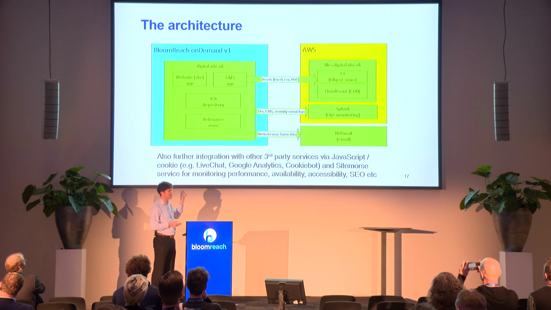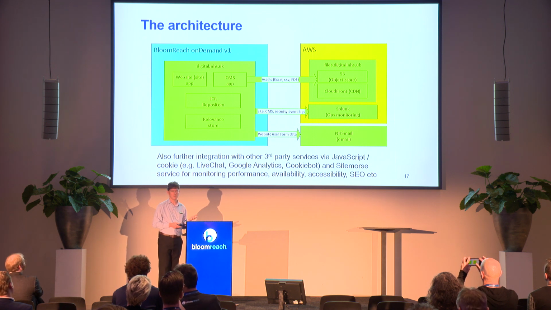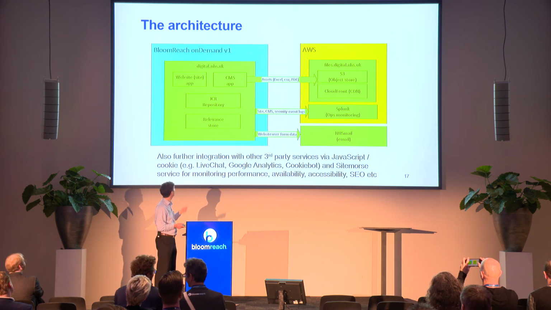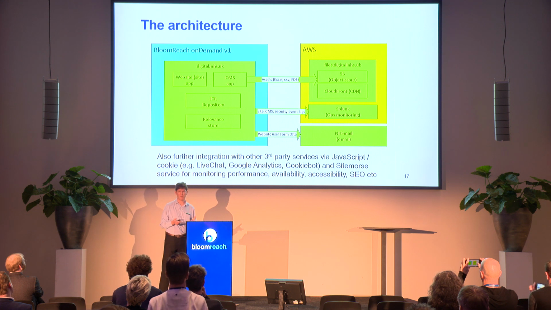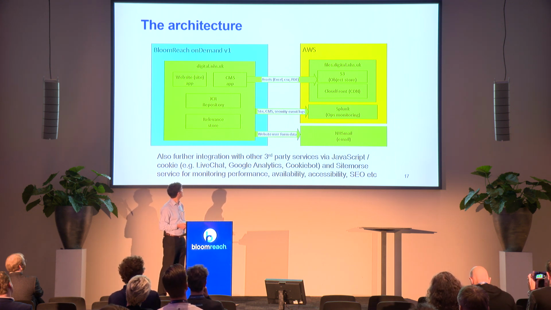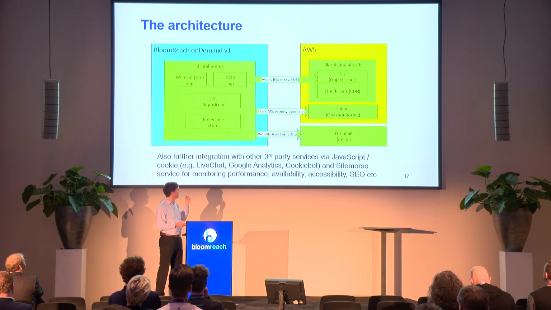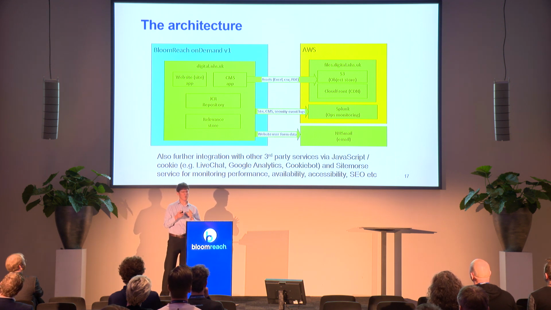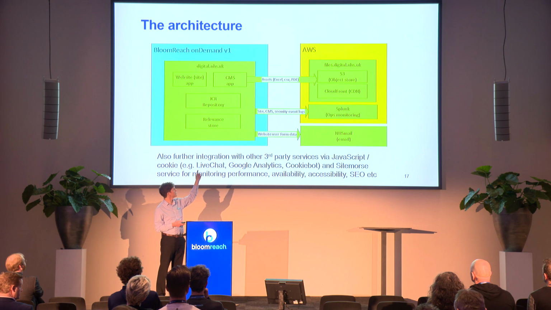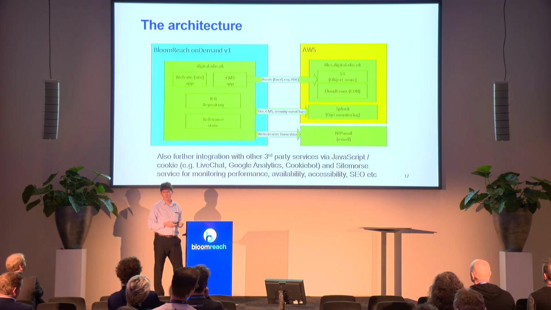Okay, so here's our architecture. The bit on the top left in blue is Bloomreach On-Demand version 1. The bits in green are our application, so you can see the website, CMS, the JCR, and relevant stores included. As I say, we're not really using that, but it's ready to start using. Integration with AWS, I've just been talking about. Some of our assets are zapped over to S3, presented from CloudFront CDN via the files.digital URL.